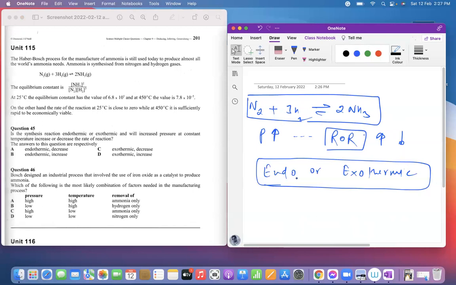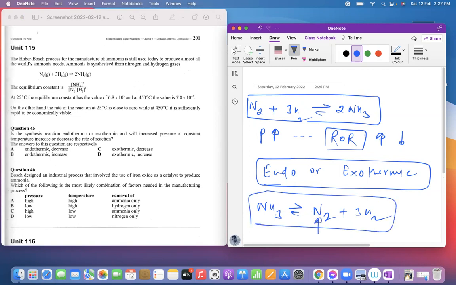Tell me, association or dissociation? Yes, association. Please say it everyone, association. Why association? Because N2 and H2 combine to form ammonia. It could be dissociation if the reaction were in this manner: NH3 breaks down into N2 plus 3H2. You can see this is dissociation, because this is the breaking of ammonia which produces N2 and 3H2. But the given reaction is an association reaction.